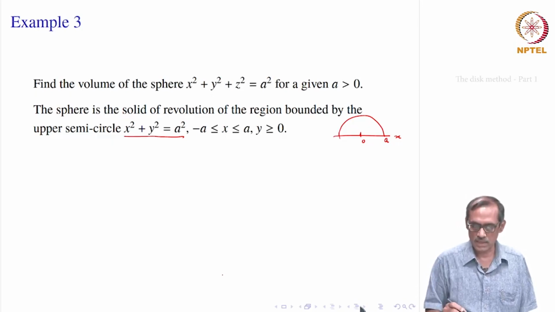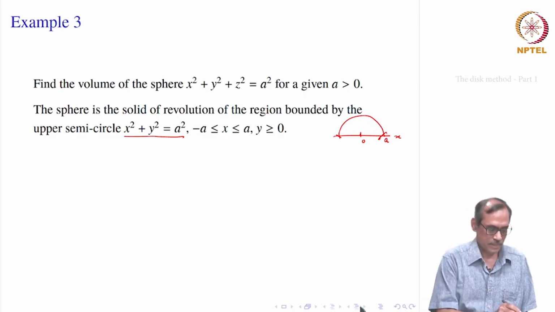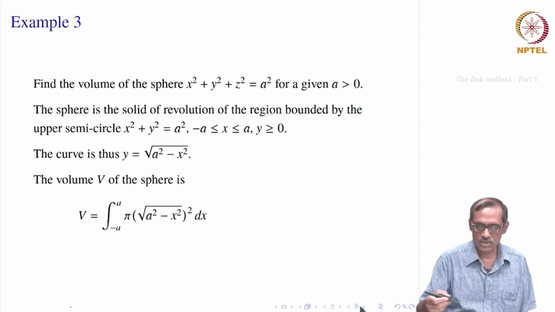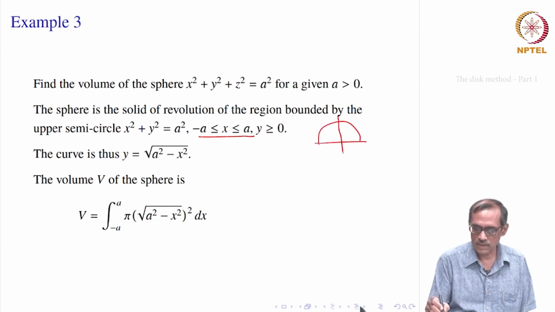So, we take the semicircle, and once you take the semicircle, this really is a function. The function you can write is y equal to square root of a square minus x square, that is the curve. This is revolved around the x axis with obvious limits minus a to a. Therefore, the volume of the solid will be equal to the integral from minus a to a of the cross sectional area of the disc. So, what is the disc now? The disc is generated here. So, this is the disc.